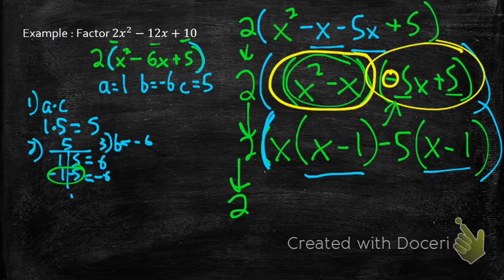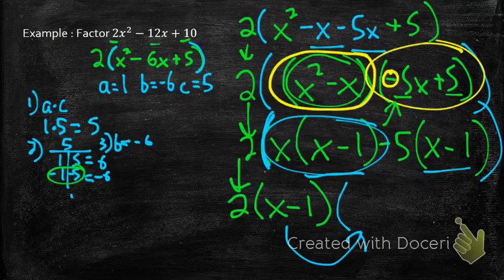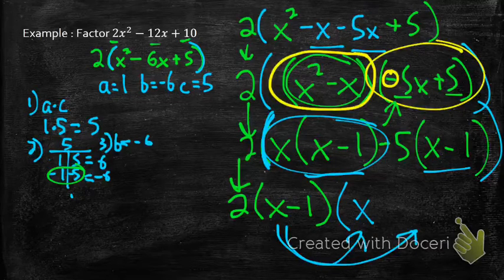And I'm going to end up factoring out this x minus 1. So I'm going to factor out this x minus 1 and put that up here, because they have that in common. And then I'm going to create these parentheses. X minus 1 times something needs to give me this. Well, they already have the x minus 1. What I need is the x. And then x minus 1 times something else has to give me negative 5 times x minus 1. Well, that would just be minus 5.